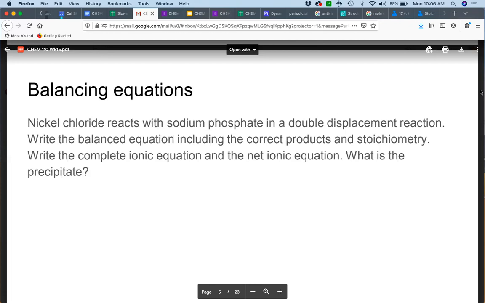Then the next task is to be able to write a balanced equation using the correct products and the stoichiometry. Notice in this problem, you're only given the starting materials. You're not told the products. You are told that it's a double displacement reaction. So the next task is being able to take your starting materials and figure out what your products might be. And then the last task is being able to write the ionic equation and the net ionic equation. So that's what we're going to look at.